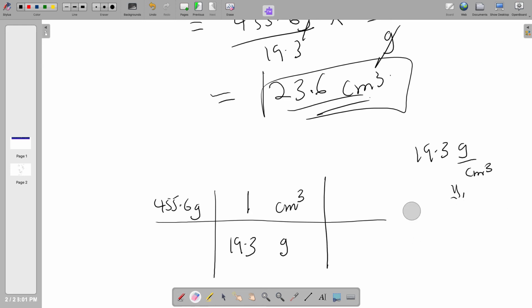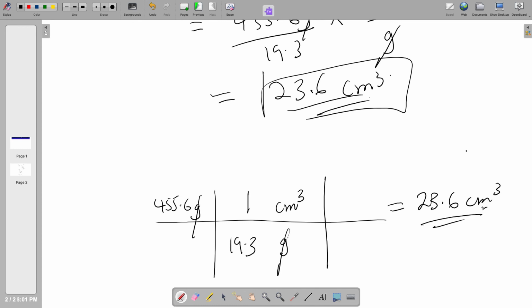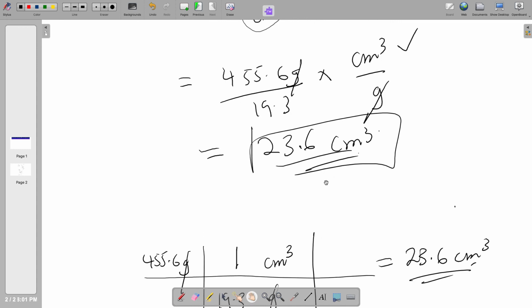So we then proceed to solve. Okay, so the units on the diagonal always cancel. So this will cancel that. And we are dividing basically 455.6 by 19.3, which is similar to what we had earlier. So our answer will be 23.6 cubic centimeters, like we had before, because we're dividing 455.6 by 19.3.